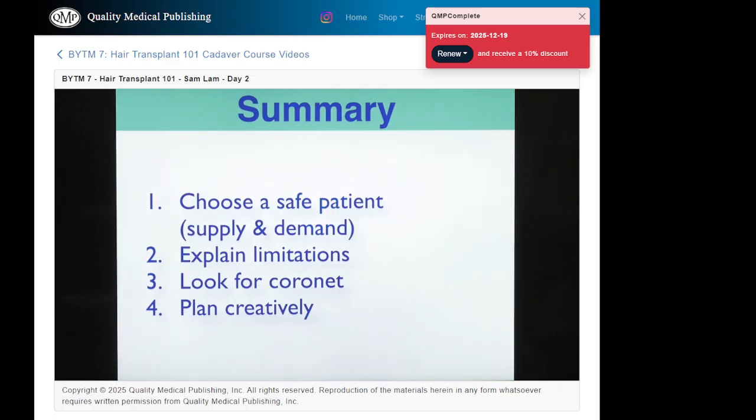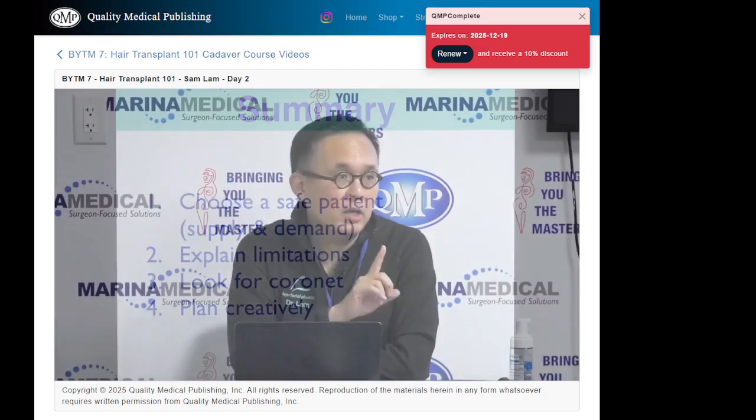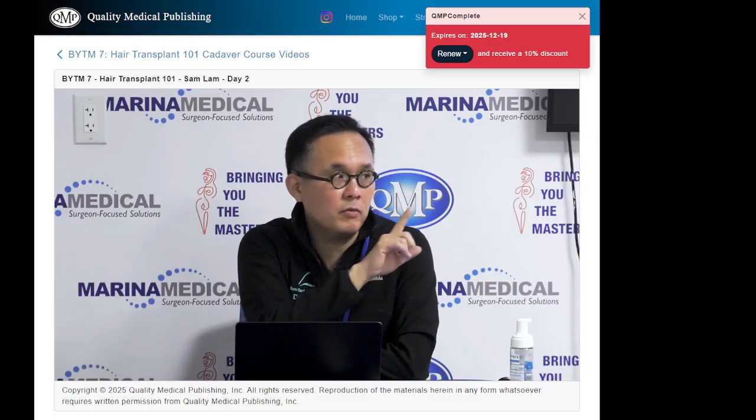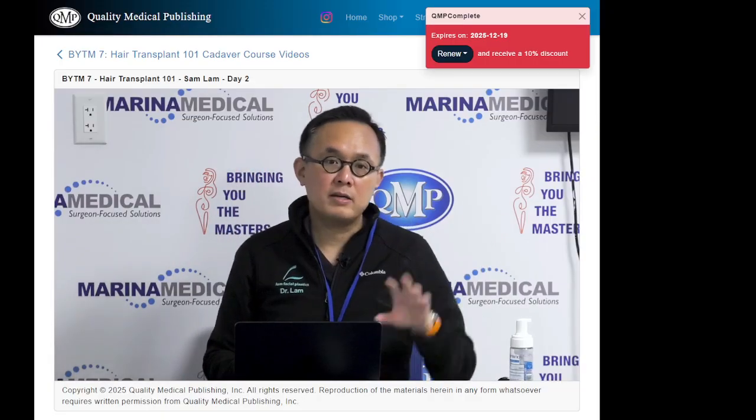The summary here is: choose a safe patient, consider the supply and demand curve, blaze out your brain, explain limitations, look for that coronet, and plan creatively. But remember, the only creative slide I want you to remember is where to position it on a naked scalp, and nothing else about density gradients. All those things are going to be problematic. I don't want to see you trying to create a higher density here and lower density there. If you're only a year or two in practice, I'm going to have a heart attack out there. I won't finish the course.